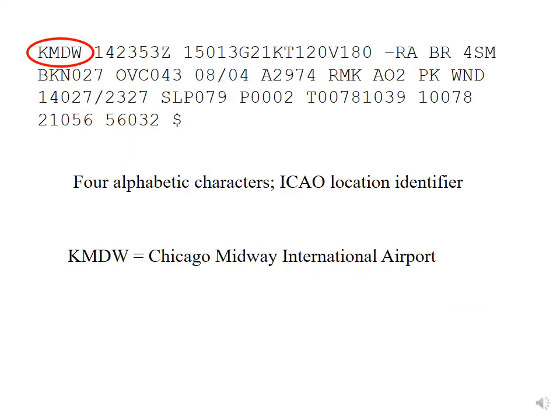Every METAR starts off with a 4-letter location identifier. These are typically done at airports, so this will usually be the airport code, and the first letter usually is the continent code. And so for Chicago Midway International Airport, which is what this METAR is for, it's KMDW.